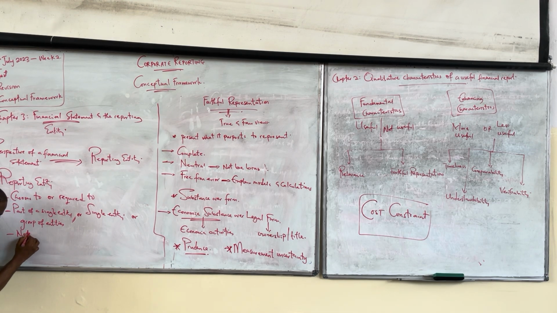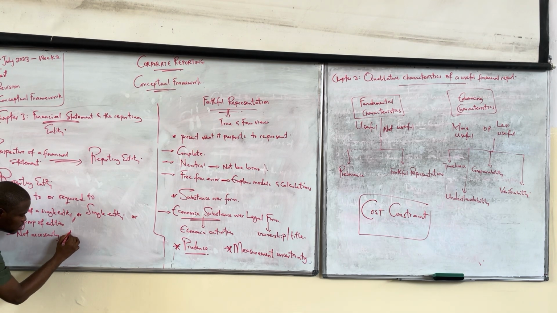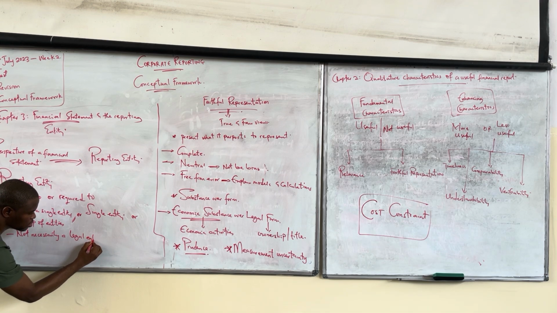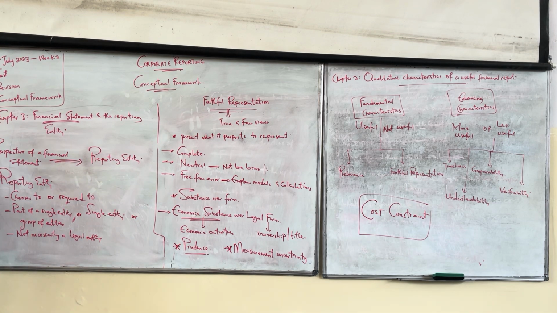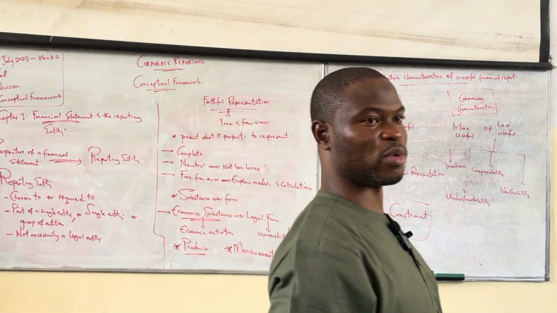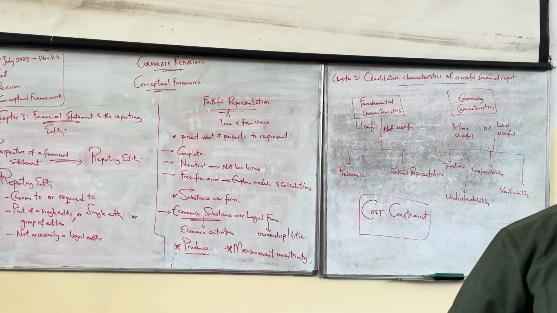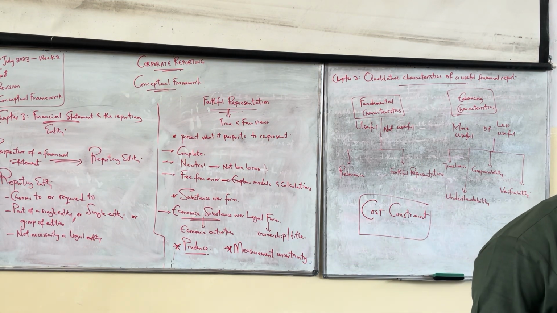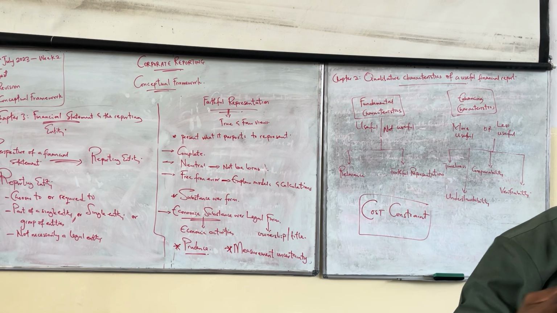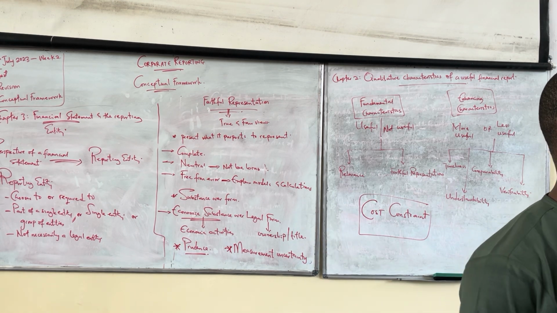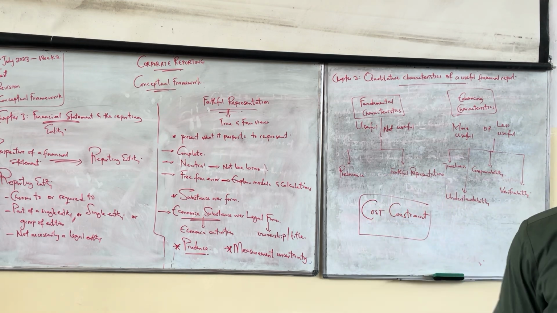And it's not necessarily a legal entity. So a reporting entity does not have to be a legal entity. Meaning, for you to comply with this conceptual framework or IFRS, you don't have to be a company. Companies or limited liability companies are legal entities. It could be a sole proprietorship business, even a partnership business. It doesn't have to be a legal entity, right?